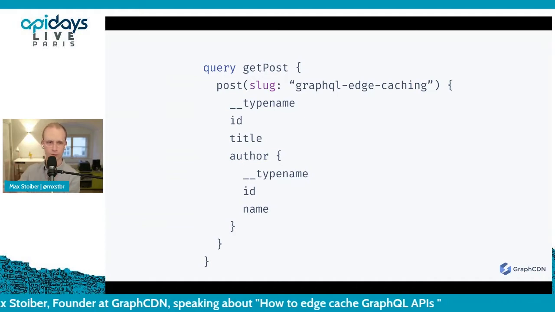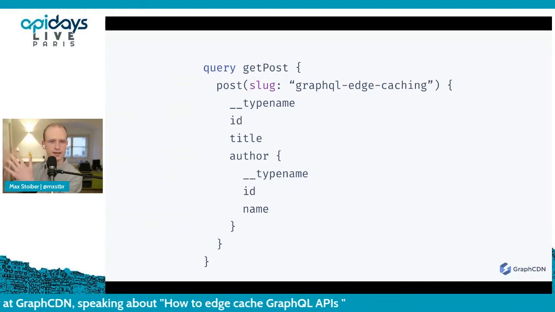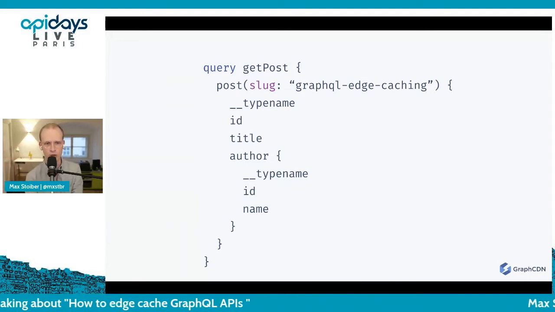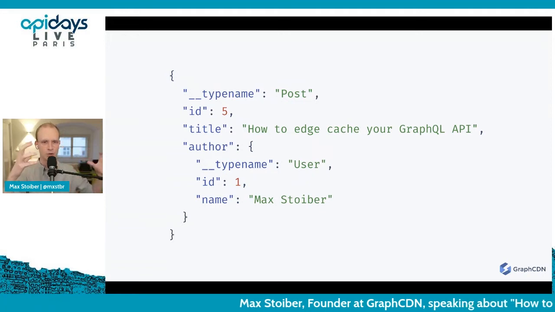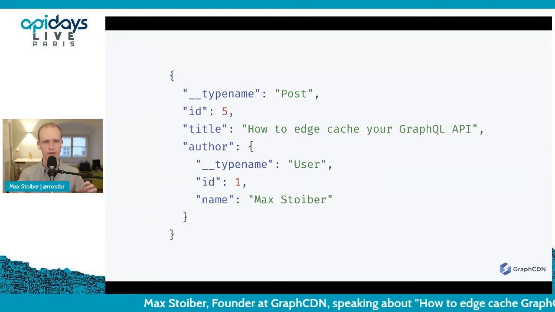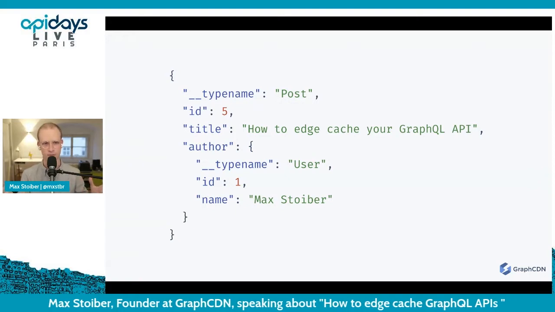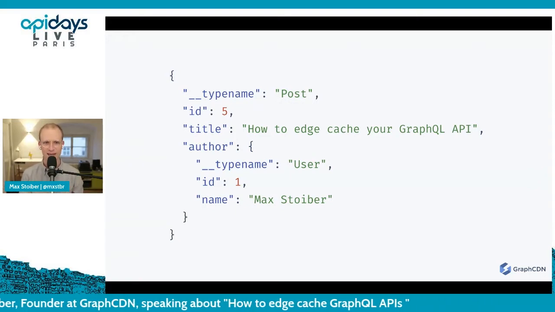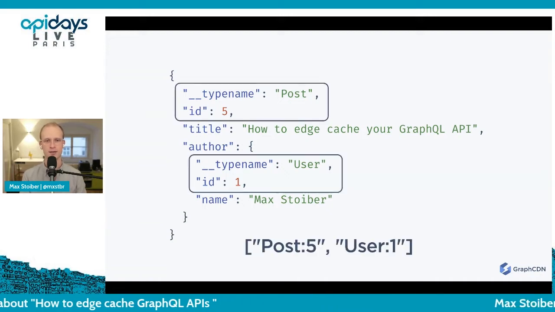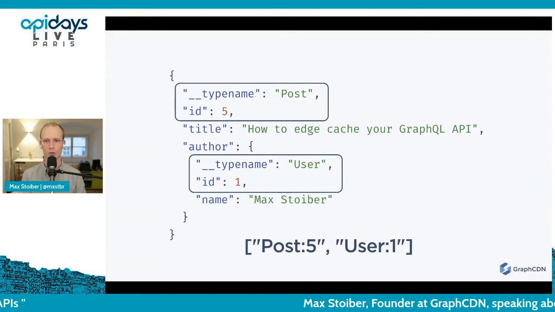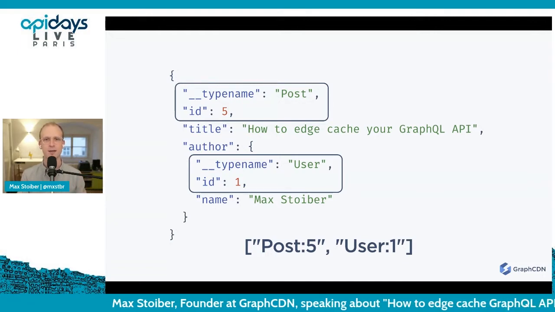Now, the server will fetch, of course, all of the data, the ID, the title, the author, and then it's going to return that data to the client. And when that response comes back, it's going to look something like this. We have the post with its title, as well as the author with their name. Now, why the typename matters is because now we know that this response contains the post with the ID 5, as well as the user with the ID 1. And we know this because of the typename that the API responded with.